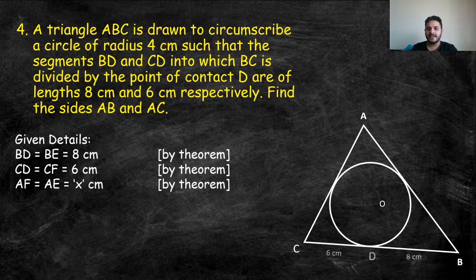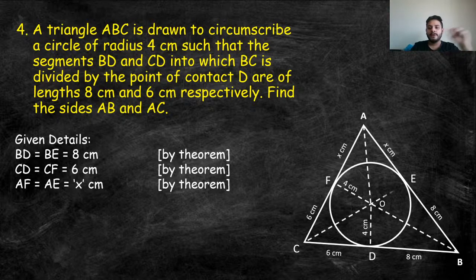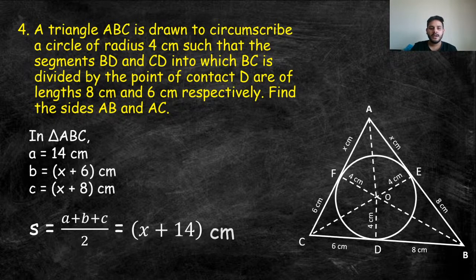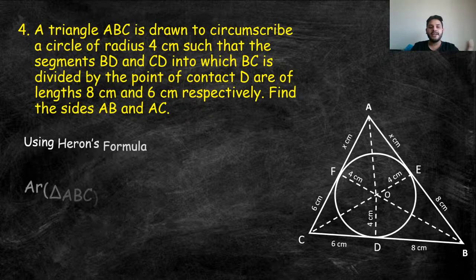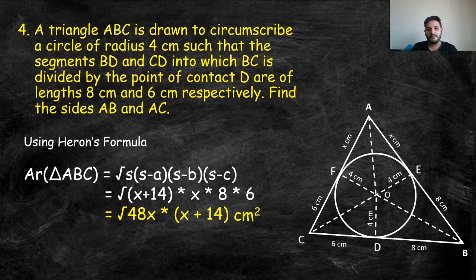We have proved this by theorem. Writing the values respectively, we get the value of BC, and we get the values of AB and AC in terms of x. Joining the dots, we mark them as 4 centimeters since the radius is given as 4 centimeters. We use Heron's formula. We substitute the values of a, b and c to find the semi-perimeter. Then we use that in Heron's formula and come to a conclusion for the area of ABC.